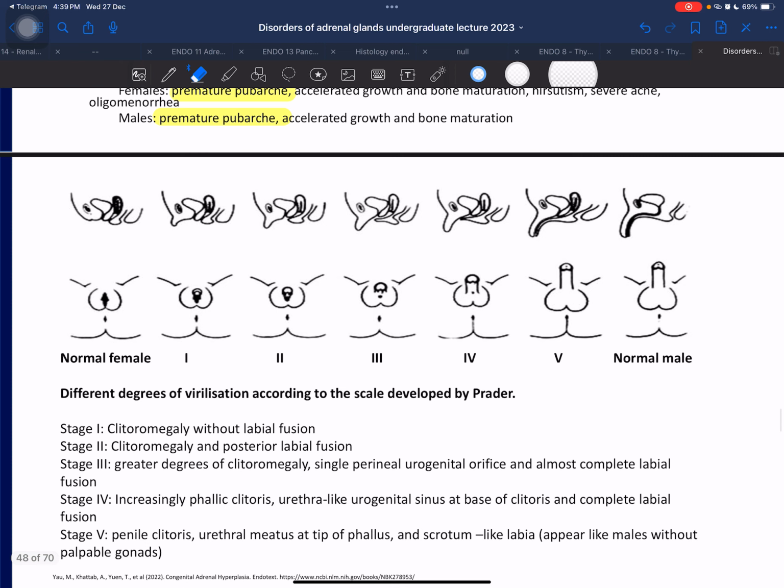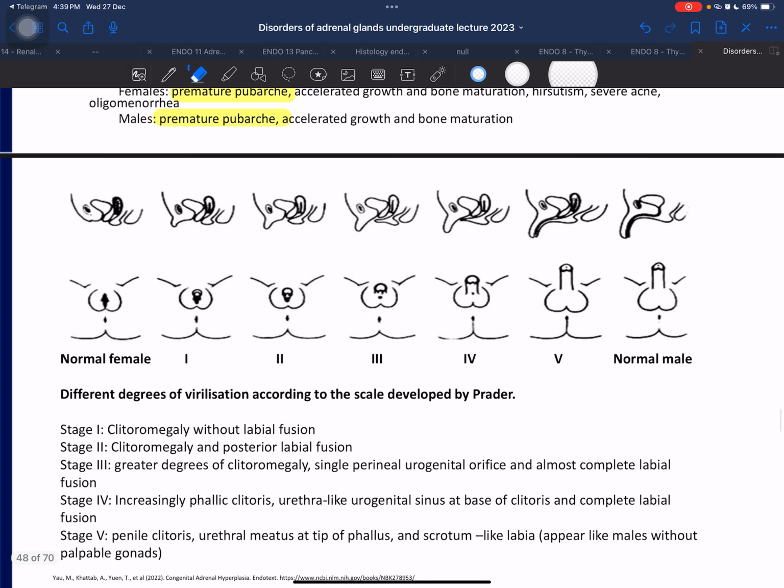So these are just to show you the chart that people usually use to show you the different degrees of virilization according to the scale developed by Prader. Okay, so the doctors will chart the infant upon birth. What is the scale? What is the virilization scale?